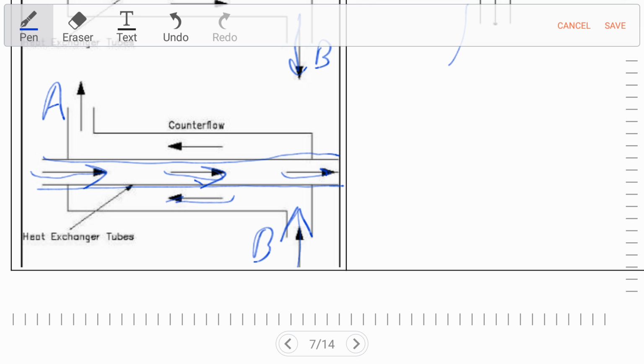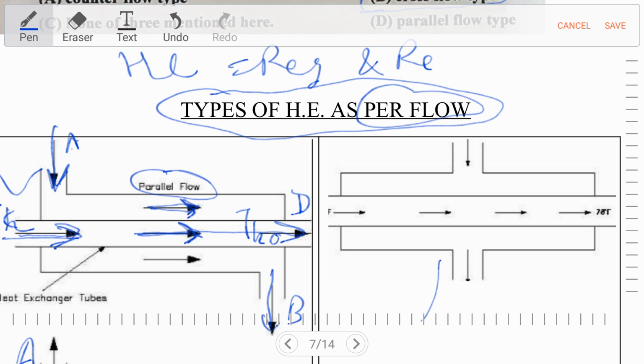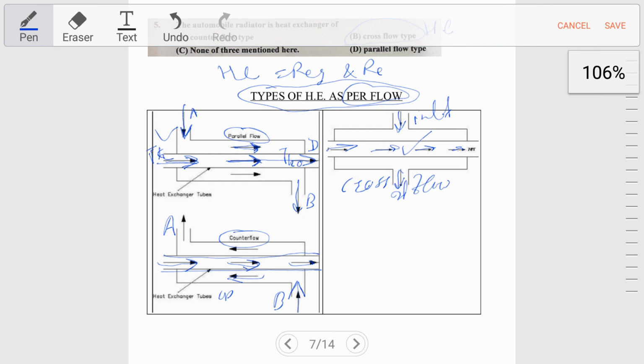So the direction of cold water and hot medium are different, or we can say opposite. So the type of heat exchanger is counter flow. And another important heat exchanger is known as cross flow type heat exchanger. As we can see in this vision, the hot medium is passing through the heat exchanger tube, and this is the cross flow of cold water inlet and outlet. So this is known as cross flow heat exchanger.